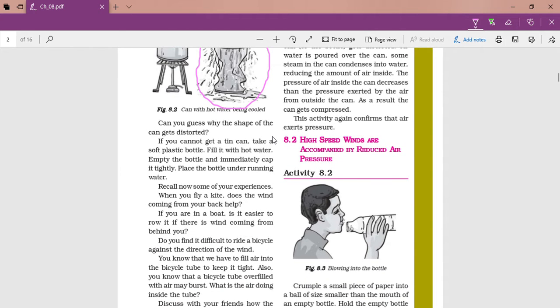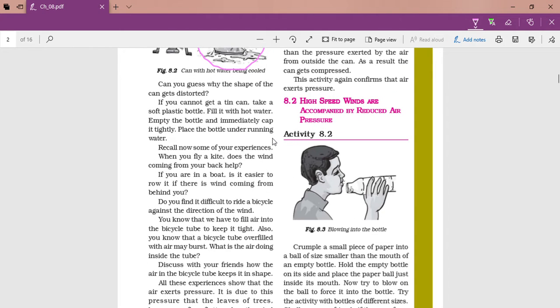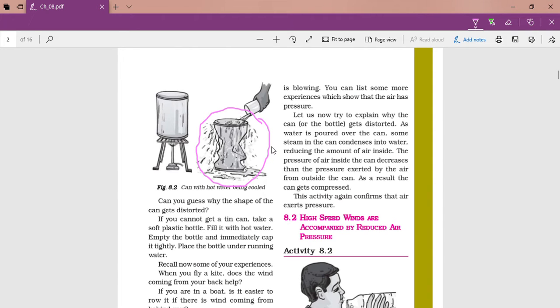Before going to the other activities, let us see the diagram in figure 8.2. Here you are seeing the can with hot water being cooled. The shape of the can is distorted here. When cold water is poured on the can filled with hot water, the distorting of the shape of the can is shown in figure 8.2.